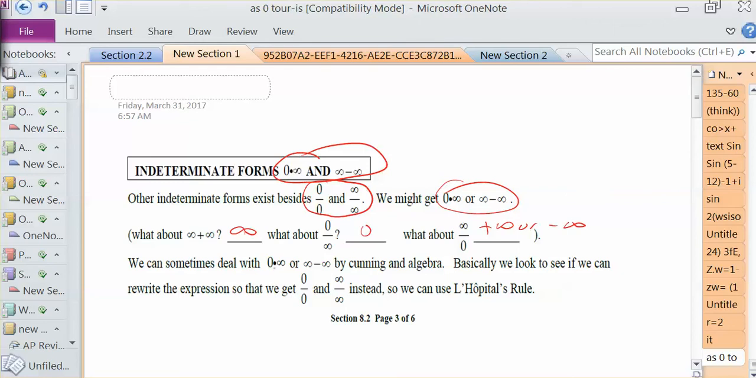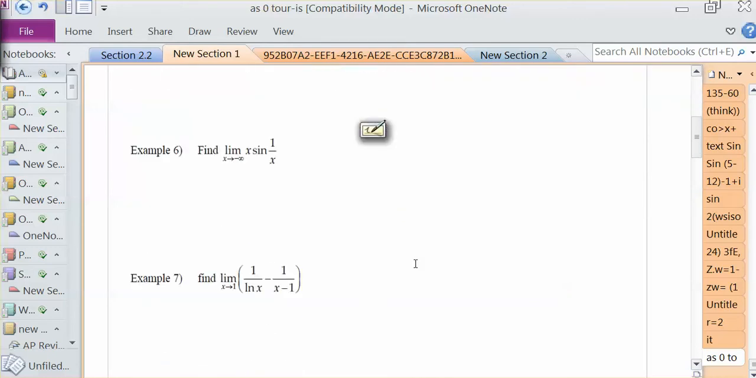But really, I'm more interested in these two forms. And if we're a little cunning with our algebra, we could get this to work out so that we do get 0 over 0 or infinity over infinity falling out, and then apply L'Hopital's rule. So we're going to have to be a little creative here. So let's look at example 6.